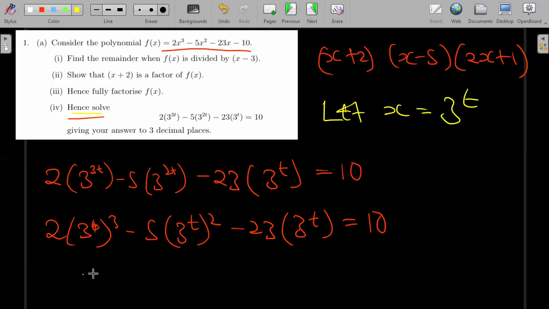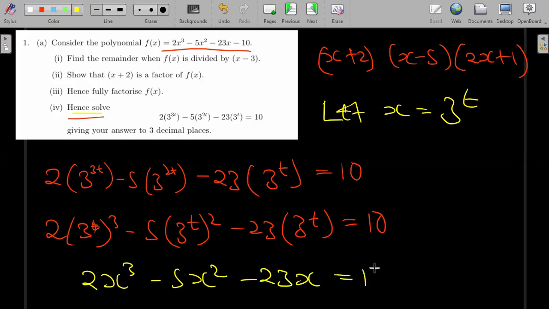So it means what I'll have is 2x to the power 3 minus 5x squared minus 23x is equal to 10. So this is what I have.